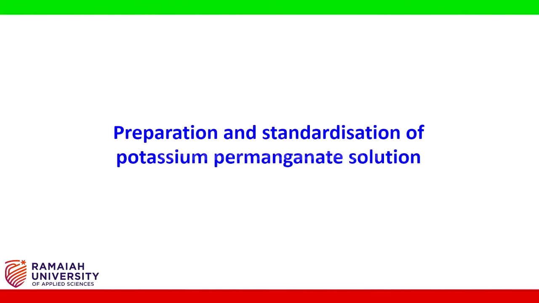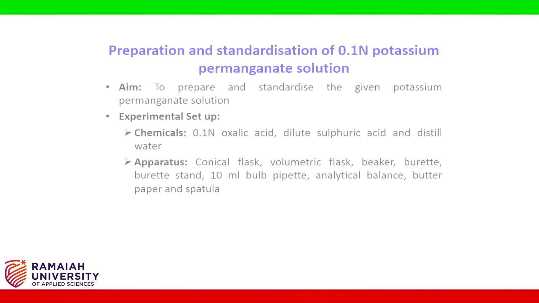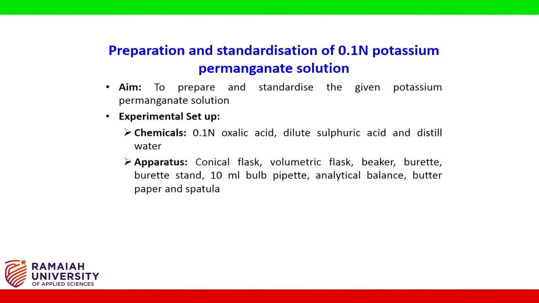Preparation and standardization of potassium permanganate solution. Aim: to prepare and standardize the given potassium permanganate solution. Experimental setup: chemicals required: 0.1 N oxalic acid, dilute sulfuric acid and distilled water. Apparatus required: conical flask, volumetric flask, beaker, burette, burette stand, 10 ml bulb pipette, analytical balance, butter paper and spatula.